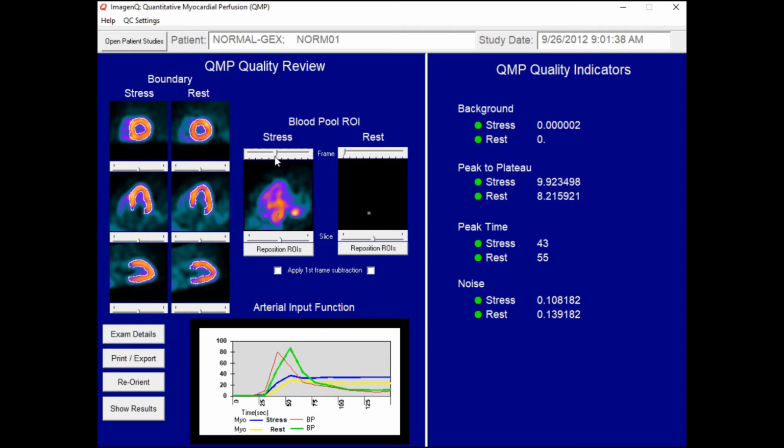Then lastly, the noise in the image is the amount of noise in the final frame of the dynamic image, and we want these to be less than 0.25, and that number is the ratio of the mean variations within the ROI divided by the mean value.